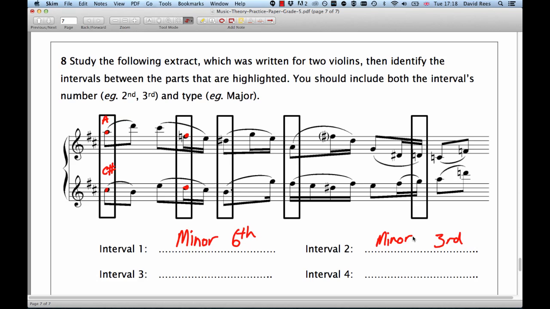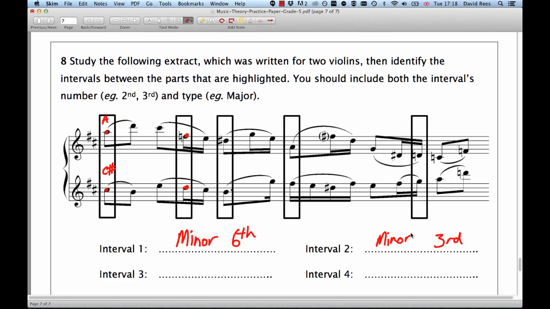Another way we could do that, similar process to before, is to ask ourselves the question, does F natural belong in the scale of D major? And if you know your circle of fifths and your key signatures and your scales and all that cool stuff, you'll know that D major has a key signature of 2 sharps.